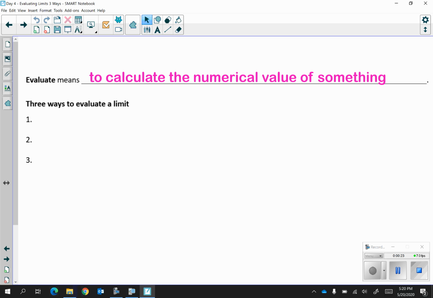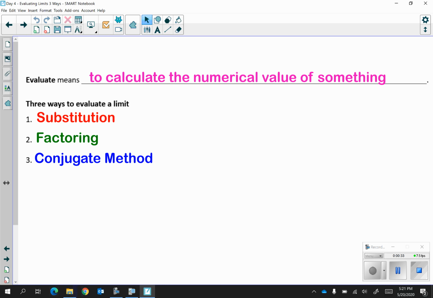Now, there are 3 ways to evaluate a limit, and those ways are through substitution, factoring, or the conjugate method. This video is going to walk you through each way. Keep in mind you could also evaluate limits graphically, like in the previous video.